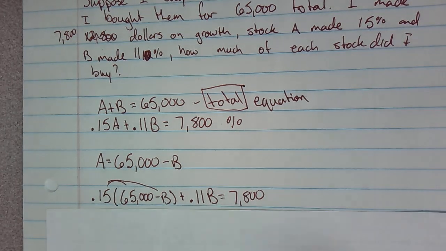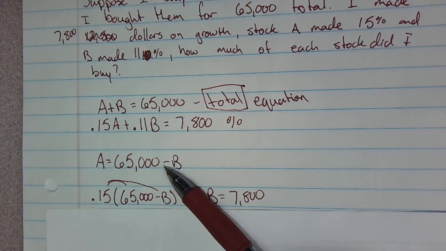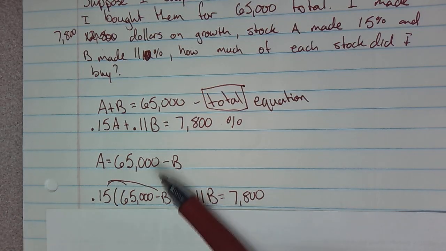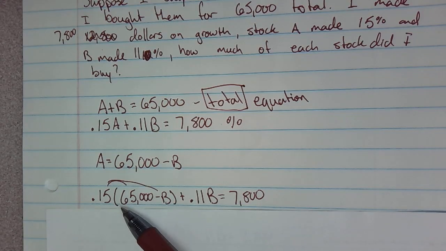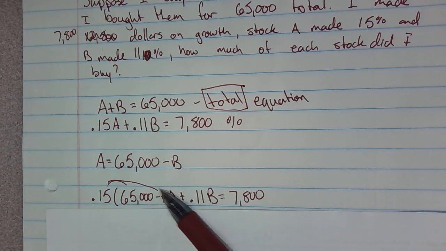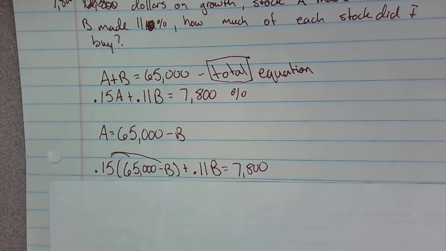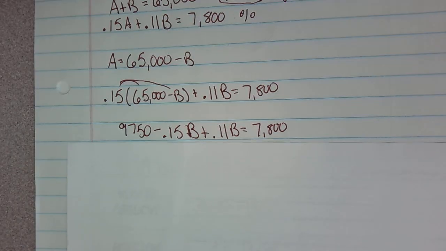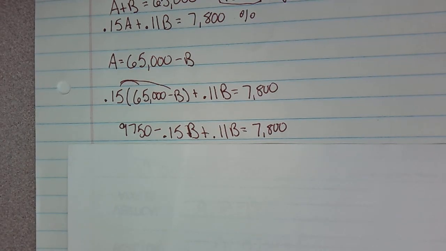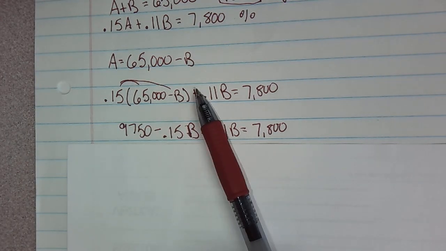So whenever I saw an A, I plugged in this equation, right? Anywhere I see an A, I just plug in this equation. Then you distribute and solve. So from there, after you distribute, it's good old-fashioned algebra fun. So I got this equation because I distributed. Do you guys have any questions so far?